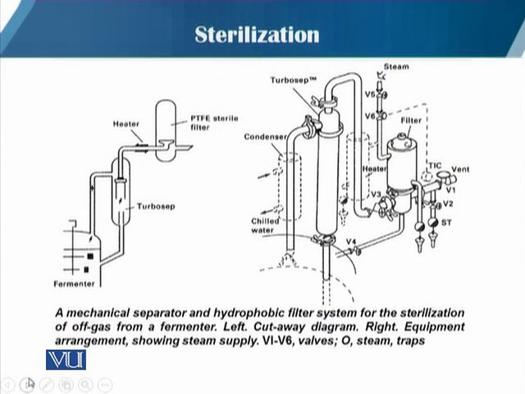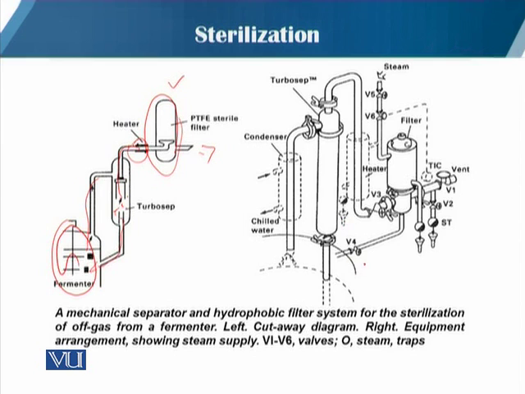In this slide, in the first diagram, you can see the fermenter and the exhaust air, and how it comes out. If there is condensation of the water, it comes back to the fermenter, and then the air goes by this line to the heater, and then to the filter, which we call the PTFE filter, just to sterilize the air, and then the air exits.